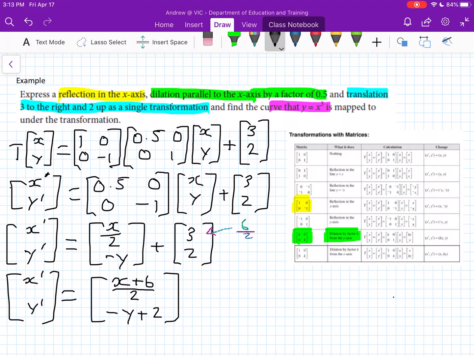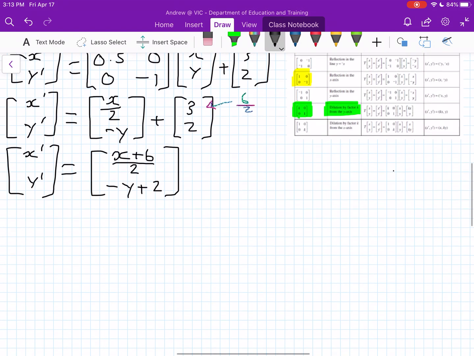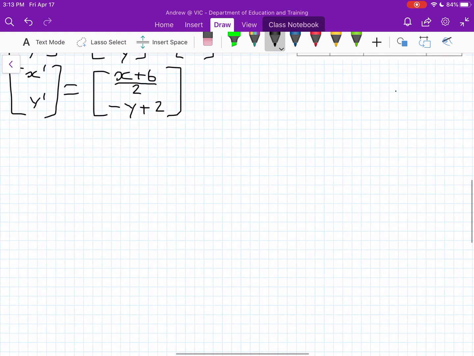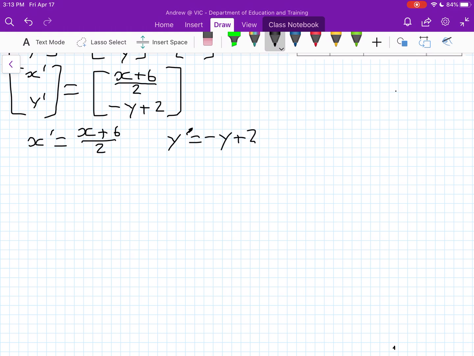I'm just going to go down a little bit now. Now we can write two equations from this. x dash is equal to x plus 6 over 2, and y dash is equal to negative y plus 2. Now you need to rearrange to solve for y and x.